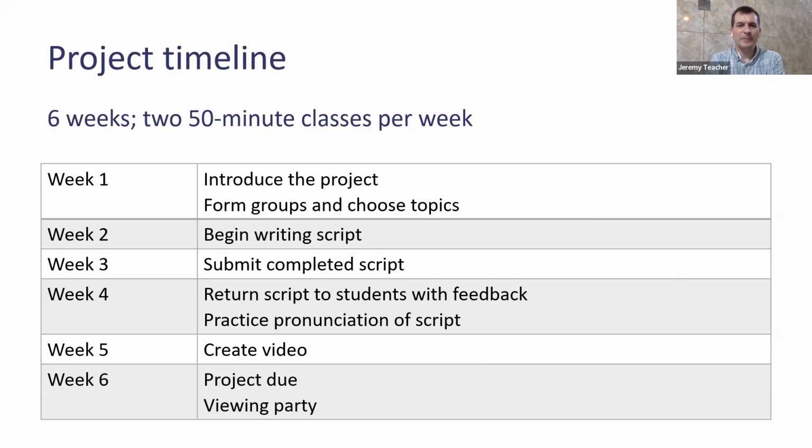I gave them feedback on their scripts at the beginning of week 4 so that they could make revisions to the grammar and word choice and things like that, and even the organization of the news scripts. And then after that, they started to practice the pronunciation of the script. In week 5, they started to create their videos. And then at the end of week 6, their project was due. Finally, we had a viewing party at the very end, which was the public aspect of the project.